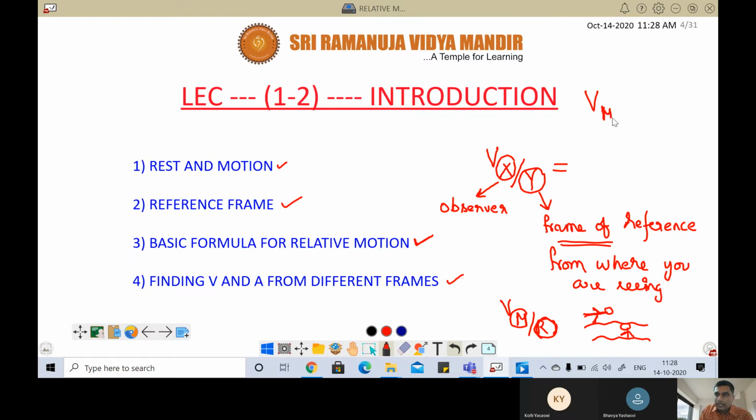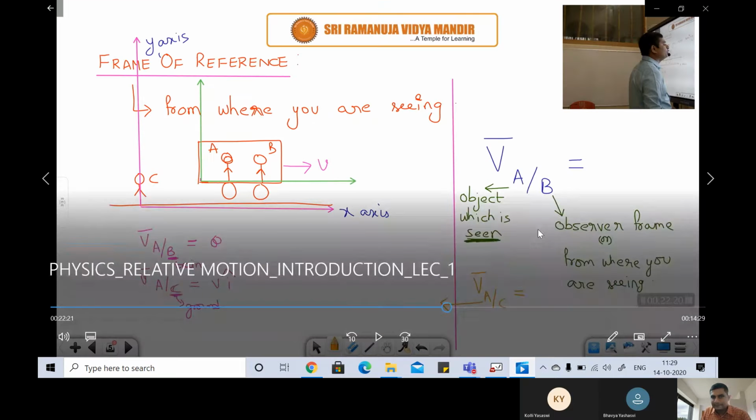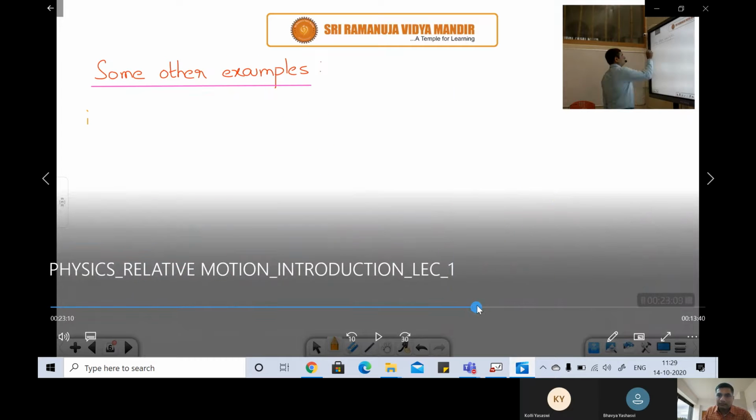Suppose velocity of man with respect to ground. What does it mean? M means the man, the object observed, and G means the frame of reference, here the ground. Suppose I give you velocity of aeroplane with respect to wind. The aeroplane is the object observed and W is the frame of reference, that means wind. Understood? So this point everybody should understand thoroughly. That is called frame of reference.